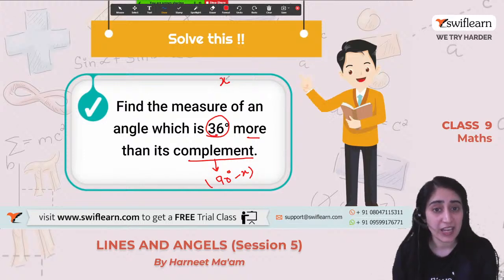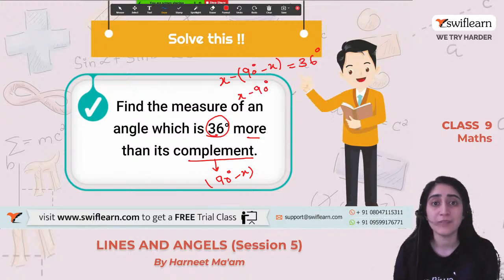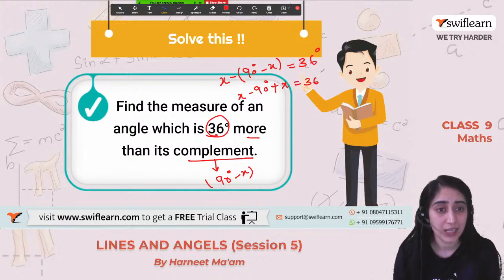That means x is more, so I have to subtract from its complement. Complement is 90 degree minus x. That comes out to be 36 degree. So when I subtract from minus, I get x minus 90 degree. And minus minus becomes plus, right? So that becomes x, which equals 36 degree.